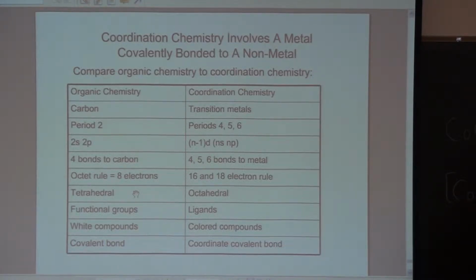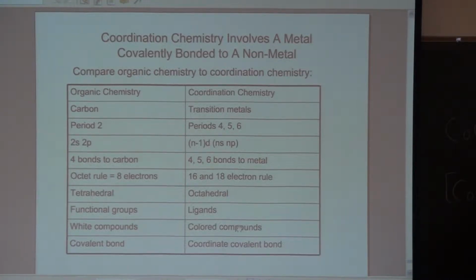The geometry using VSEPR theory of organic compounds is usually tetrahedral. For coordination compounds, if you have 6 bonds to that metal, that's actually an octahedral geometry. So note that the shape of organic compounds and coordination compounds are different. Now, organic compounds are classified by functional group, whereas for coordination compounds, we look at the ligands, or the nonmetals bonded to the metal. Organic compounds tend to be white or black.